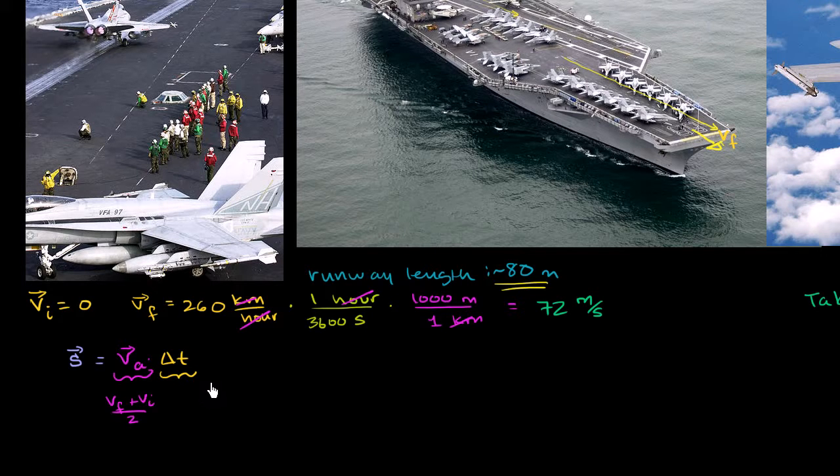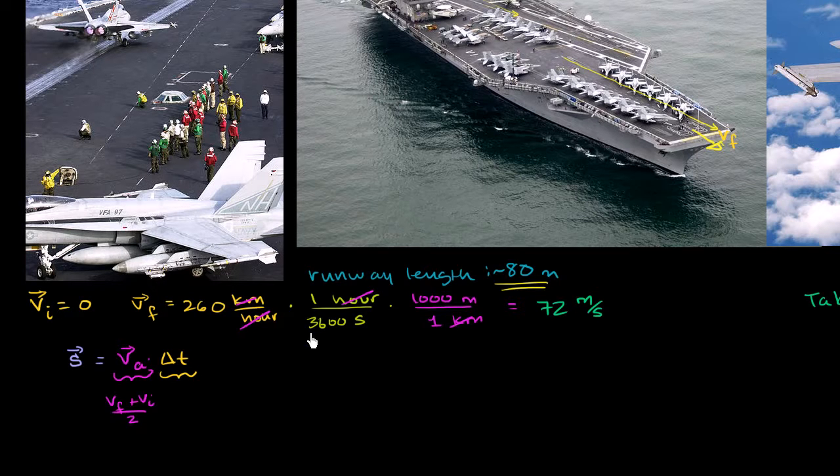Well, our change in time is how long it takes us to get to that velocity. Or another way to think about it is our change in velocity divided by our acceleration. If we're trying to get to 10 meters per second, and we're accelerating at 2 meters per second squared, it'll take us 5 seconds.